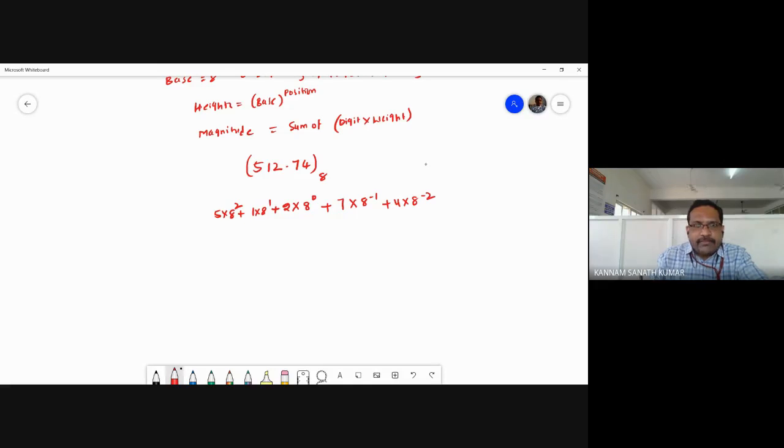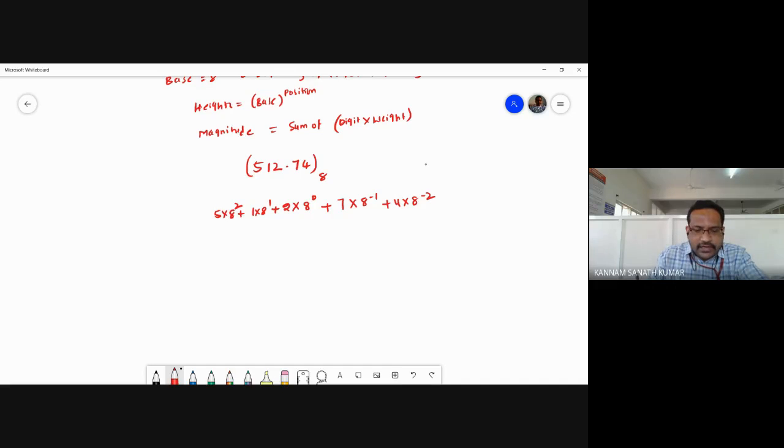So that means magnitude equals the sum of digits into their weight. What is the weight? Base power position. So if it is the units place, base 8 power 0. If it is the tens place, 8 power 1. And if it is the hundreds place, 8 power 2.